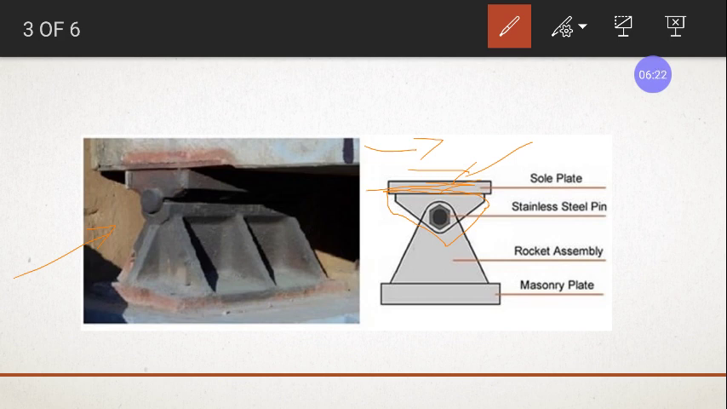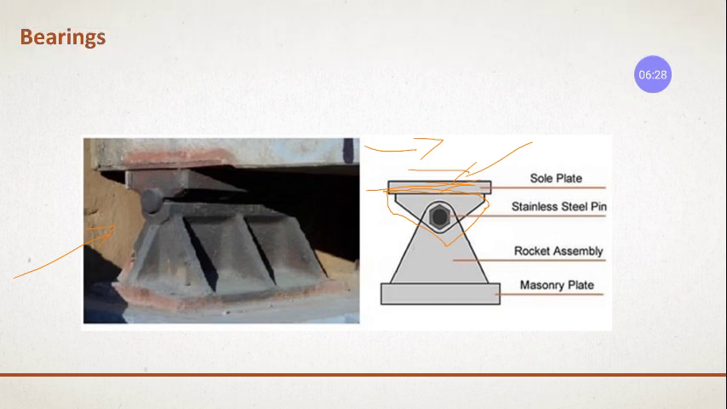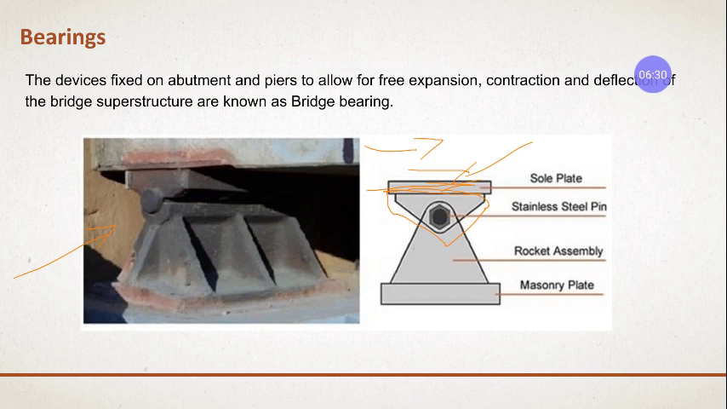So there are various assemblies made. This is one type, to show you what a bearing is and how it looks. It is nothing but a device fixed on the abutments or the piers, allowing free expansion, contraction, and deflection of the bridge. Superstructure supports are known as bridge bearings.